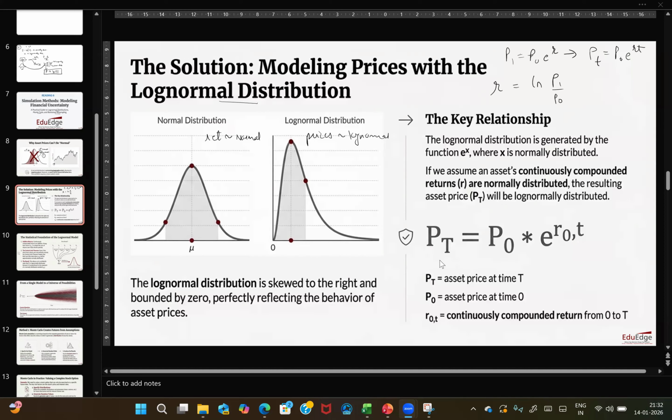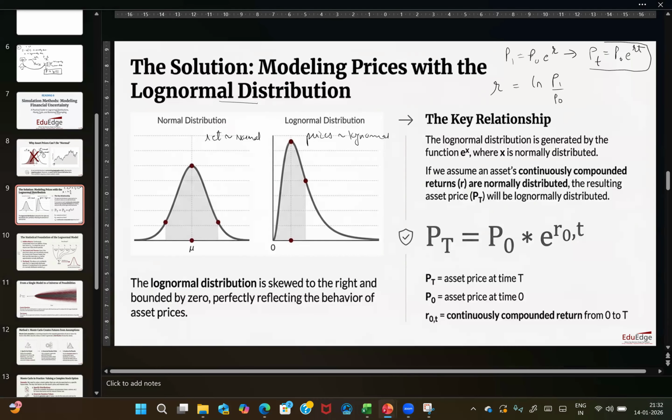So essentially what we're saying is Pt is equal to P0 into e to the power RT. And that becomes the price, or the future price, at time period t. So if I'm able to simulate R, I can find the price in the future, which is Pt equal to P0 into e to the power RT. P0 will be known, T will be known, R can be simulated. And if R can be simulated or if R is known, then the price at time period T will also be known.